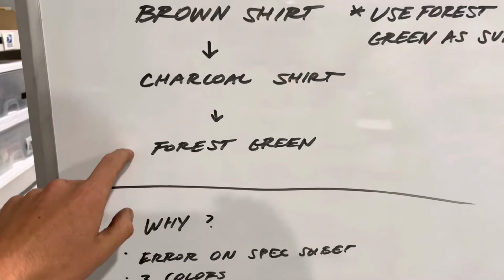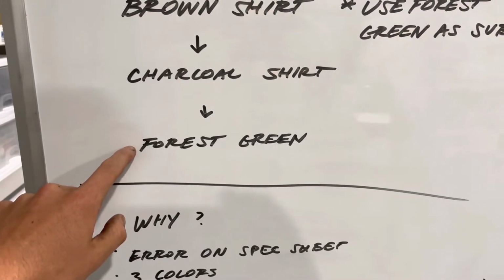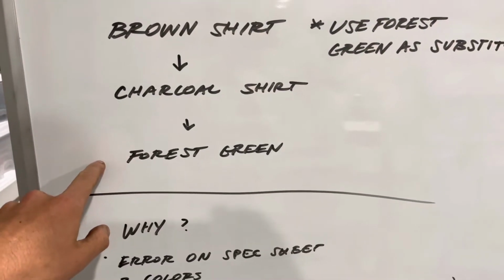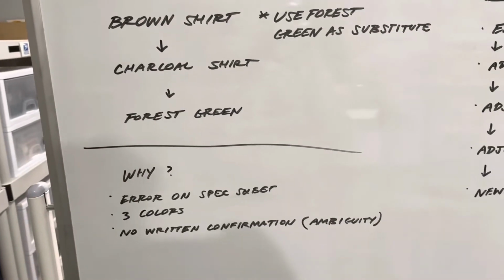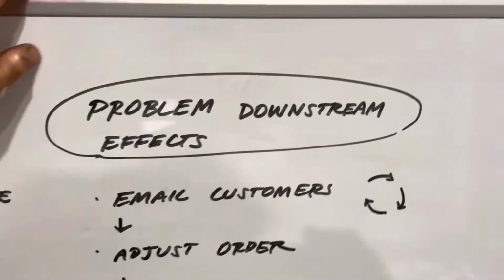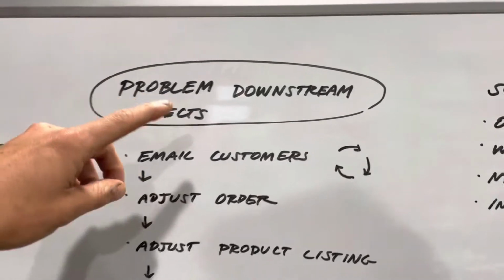If he did order 4 screen ones and confirm with me on the spot, I would say, okay, that's fine. And then I would list them on my website as 4 screen instead of charcoal. So here's the problem, the downstream effects of this issue.